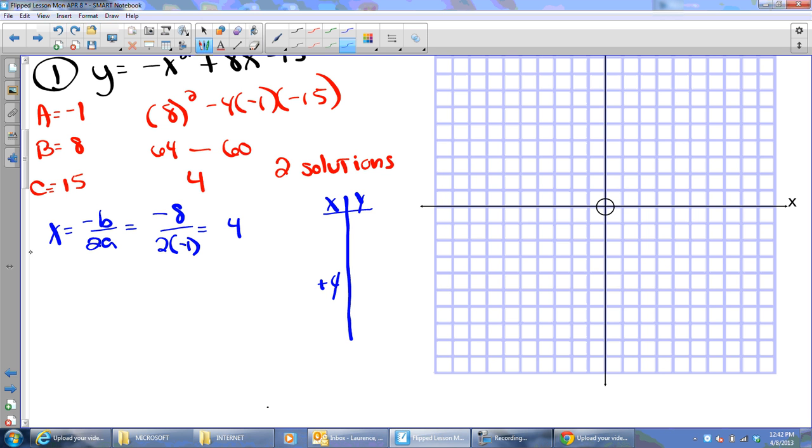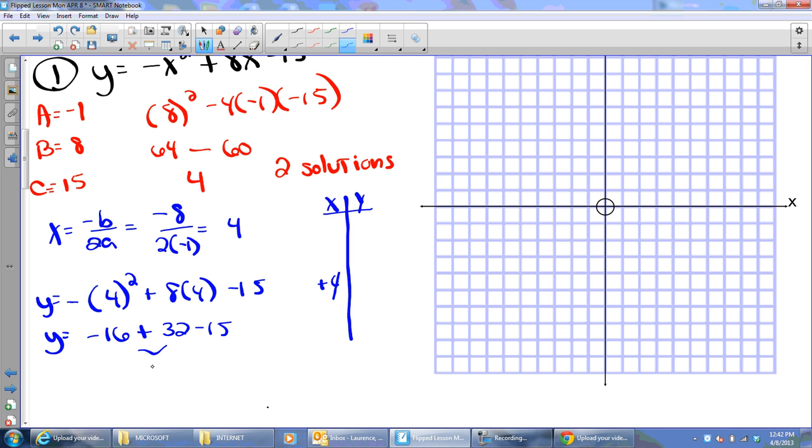And now we're going to plug 4 into the equation. We're going to go negative 4 squared plus 8 times 4. And what is it? Minus 15, I believe. So that's how I'll get my y-coordinate. And so that's going to be 4 squared is 16 and make it negative, plus 32 minus 15. This is going to be positive 16 minus 15. It's going to equal 1. So my vertex is going to occur at 4, 1. 1, 2, 3, 4. 1.